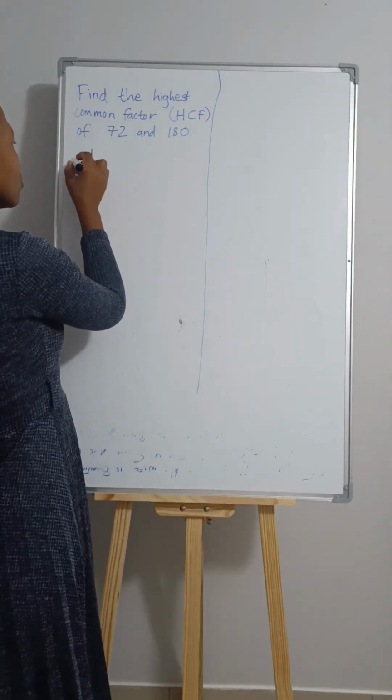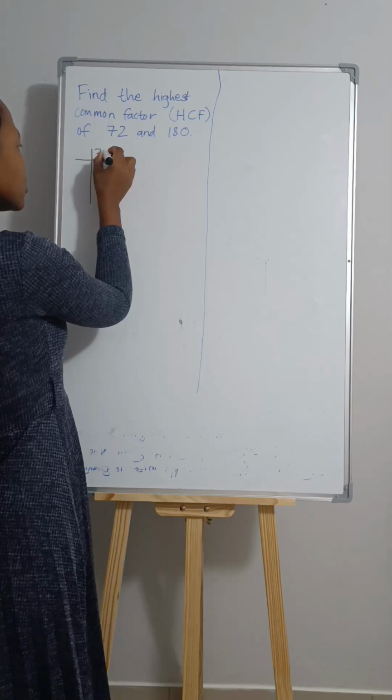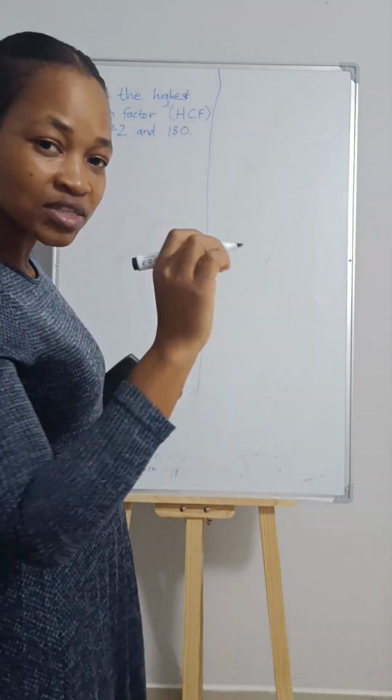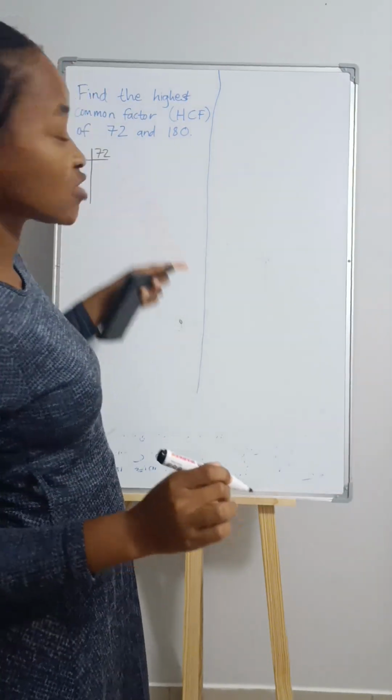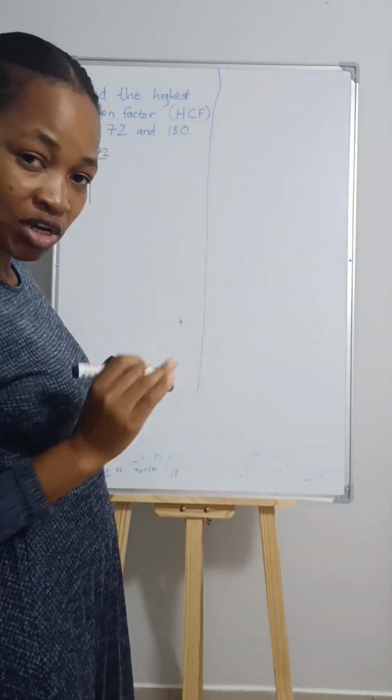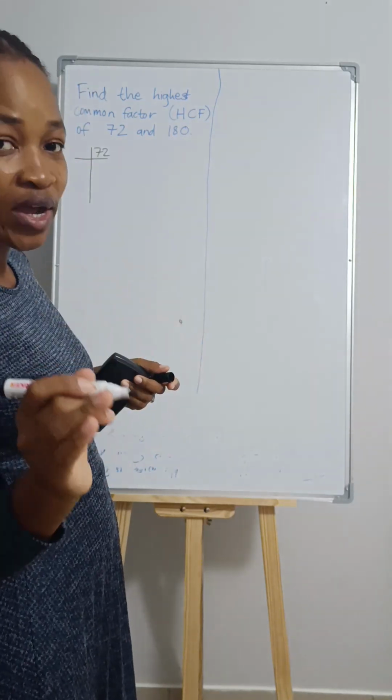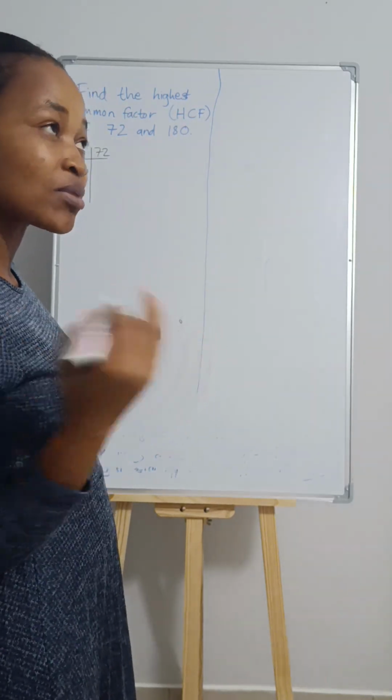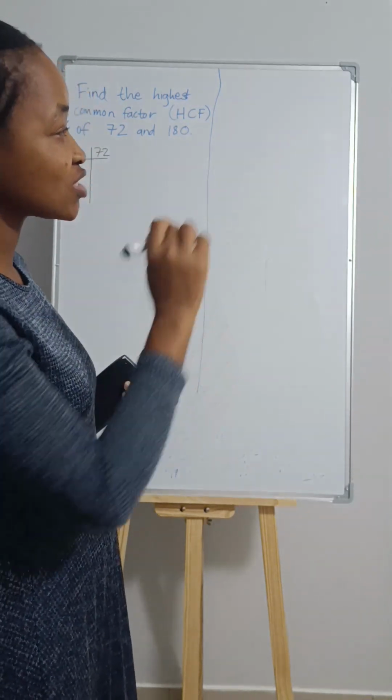You draw a little table there and you have your 72. So what is a prime factor? It is a prime number that is also a factor of 72. So we always start with the smallest one, not including 1. 1 is the smallest prime number, but we omit 1 and we start with 2.